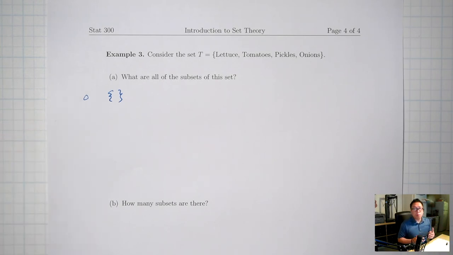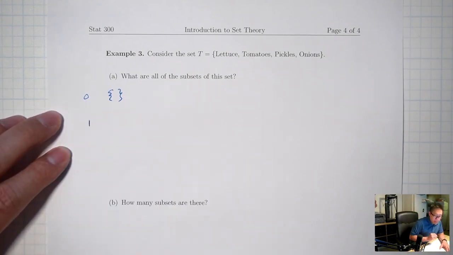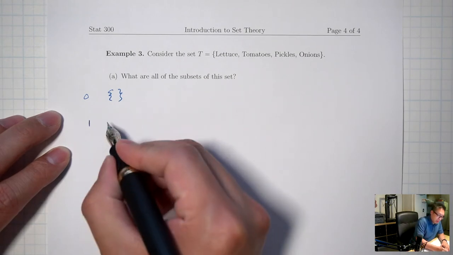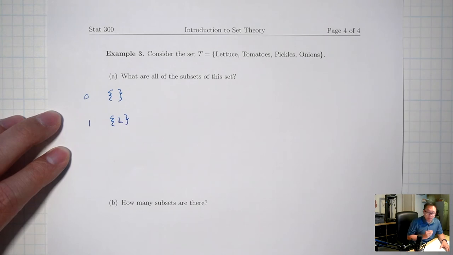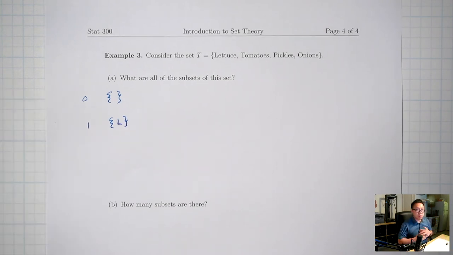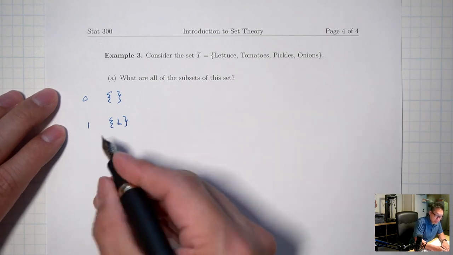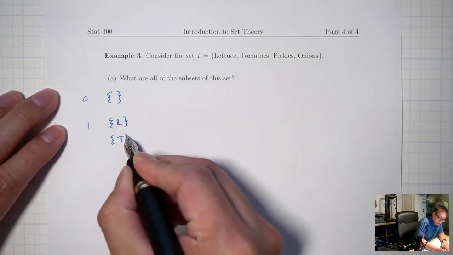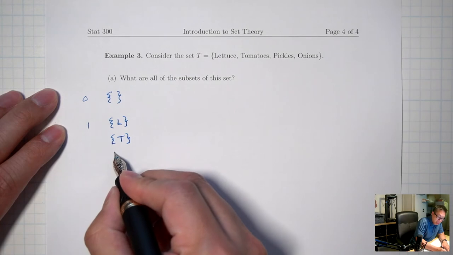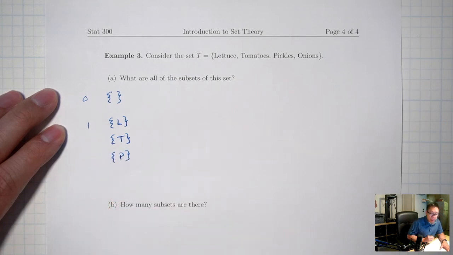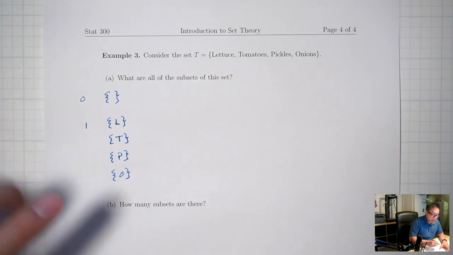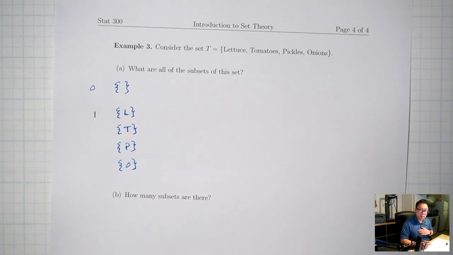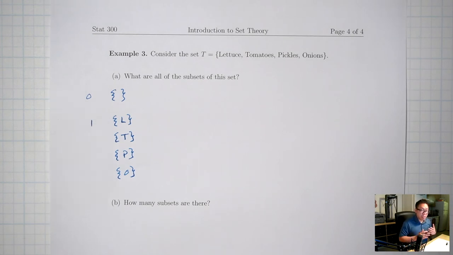They can also pick one topping. So what are all the possible ways they can pick one topping? Well, they can just say, I just want lettuce. So that's the set just containing lettuce. What else? They can just say, I just want tomatoes. What else? They can say they just want pickles. And they can say they just want onions. So that's an O, for onions. I think that's all possible ways that they can just pick one topping.